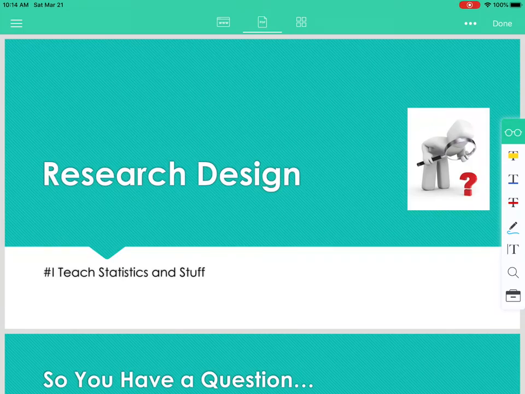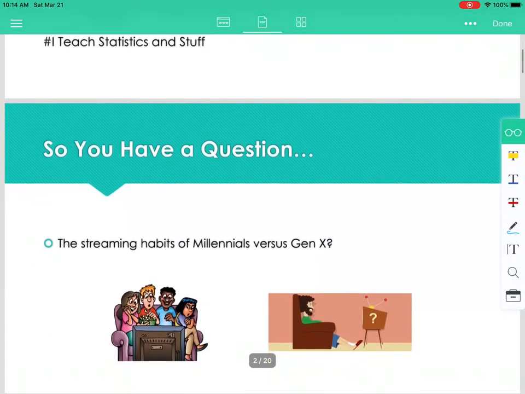Today's topic is going to be research design. Okay, going to break down some basics here. So as a researcher, you're going to start with a question.